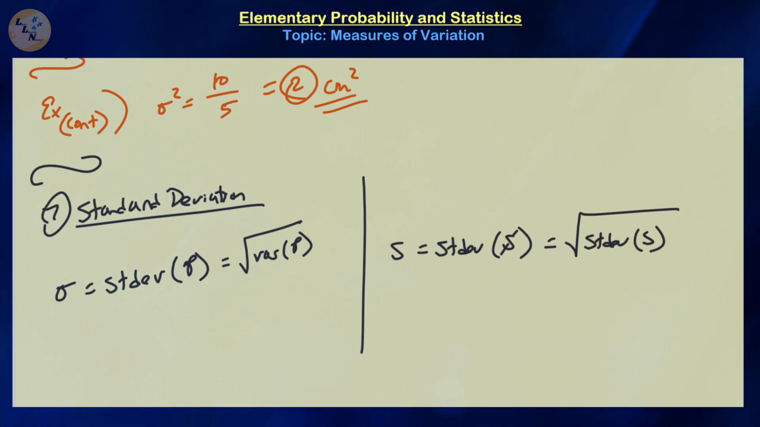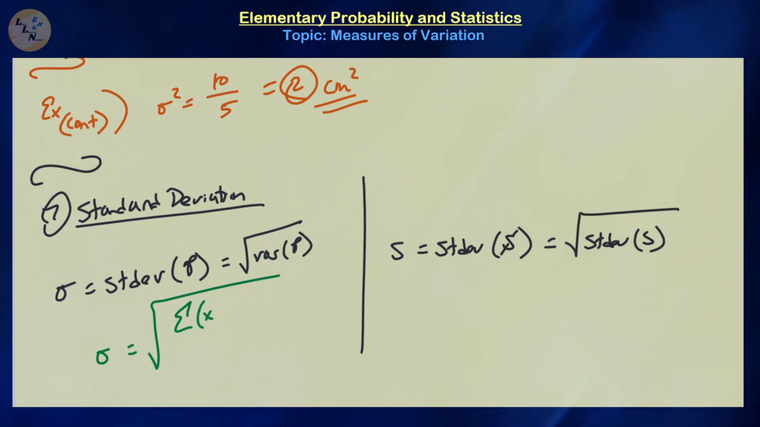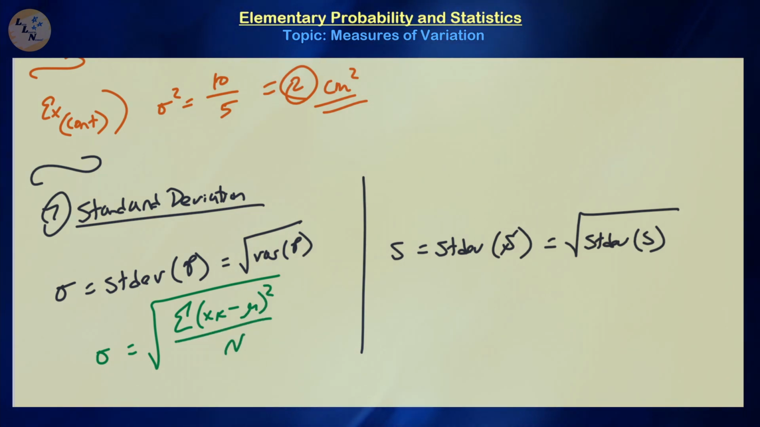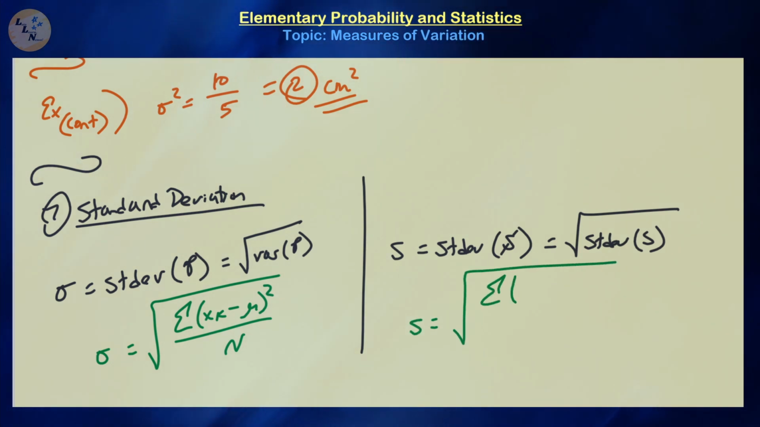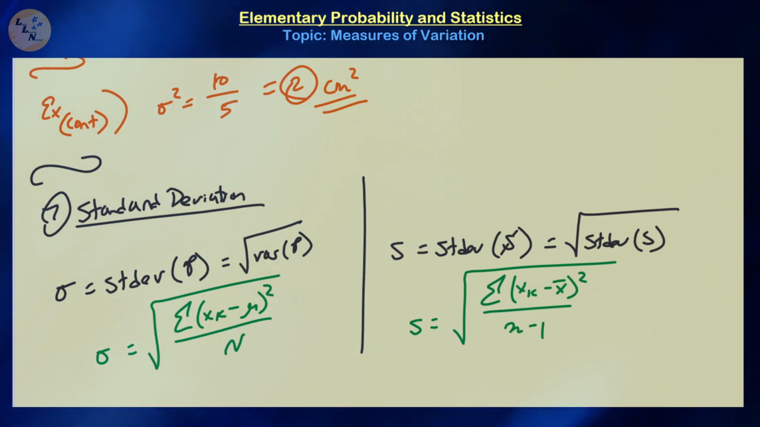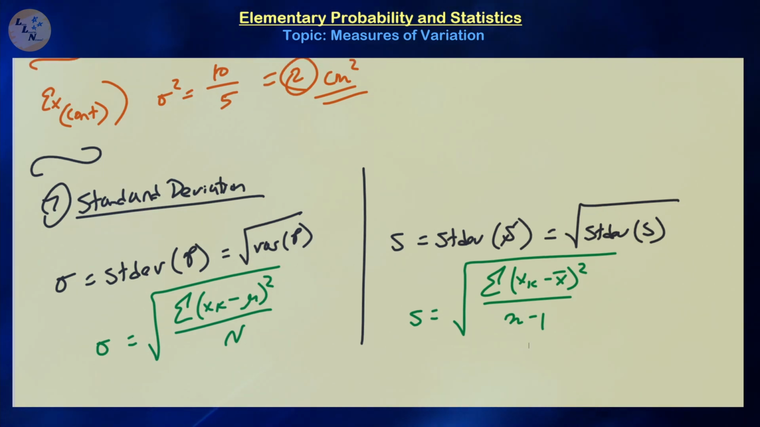And if you want to write the formula out, sigma is going to be equal to the square root of the sum of xk minus mu squared divided by capital N, and the sum ranges from 1 to capital N, and S is going to be equal to the square root of the sum from 1 to little n of xk minus x bar, the quantity squared, all over n minus 1. So those are the formulas. In order to calculate the standard deviation, first calculate the variance and then take the square root of that.